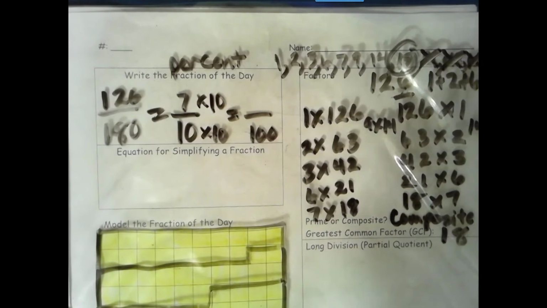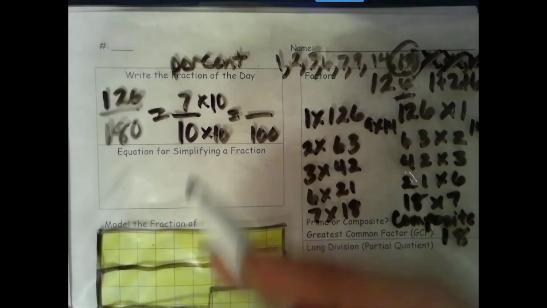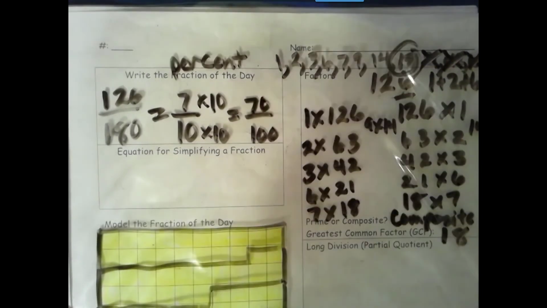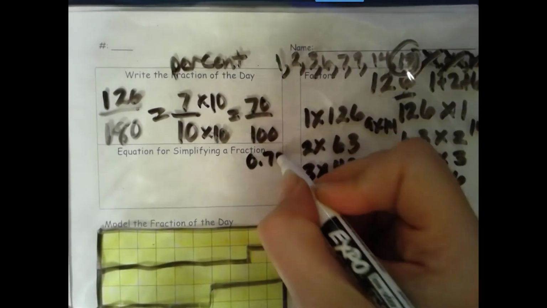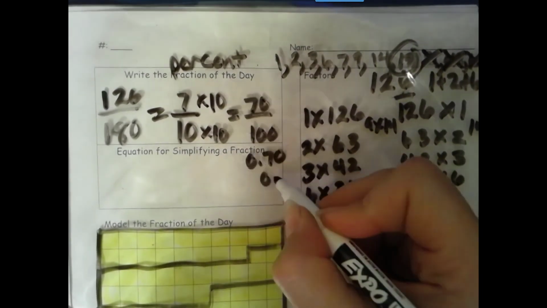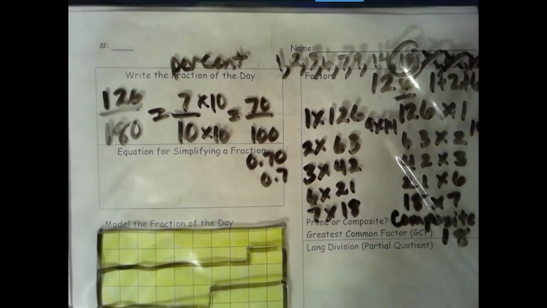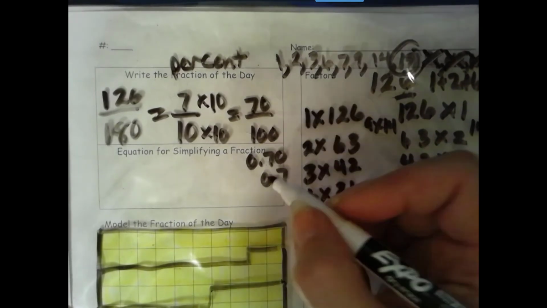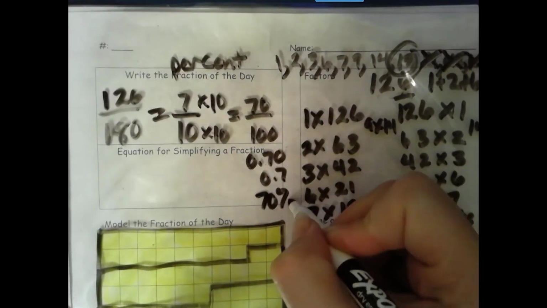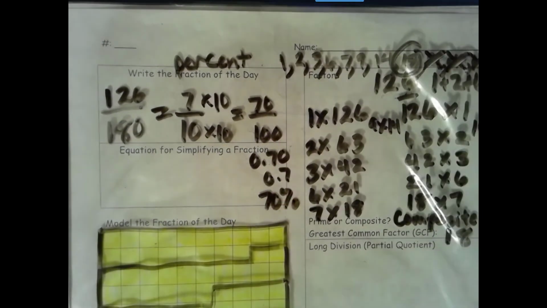I can do that by multiplying both by 10. 7 times 10 is 70. And that is the same as 70 hundredths, or 7 tenths. And that is 70 per 100, 70%. So it is 70% of the school year completed. As of today, we have 30% of the school year left.